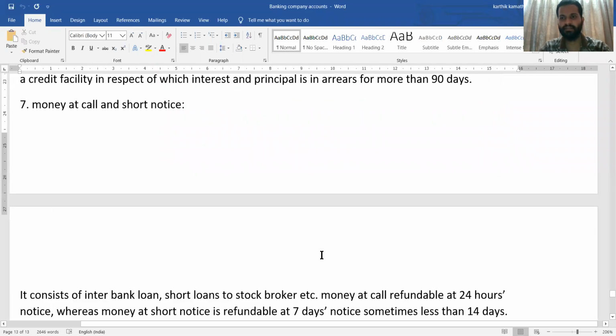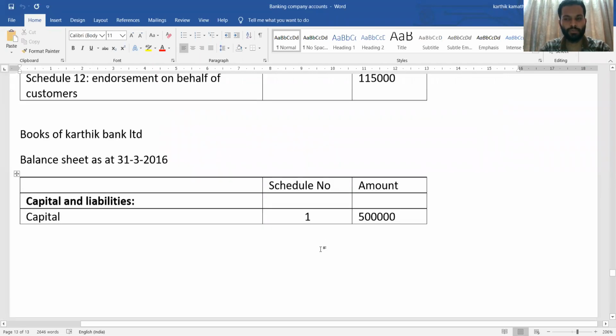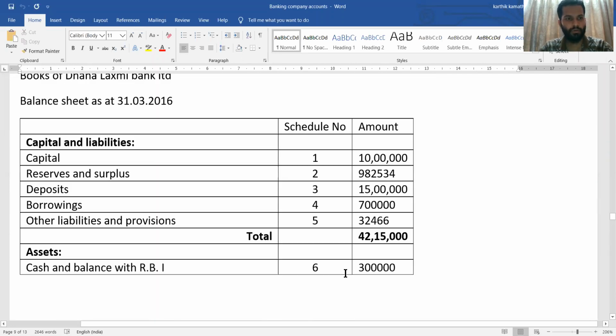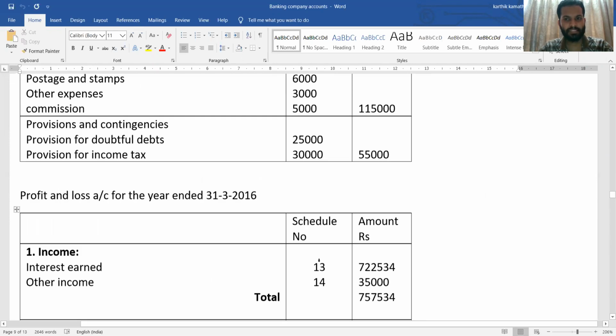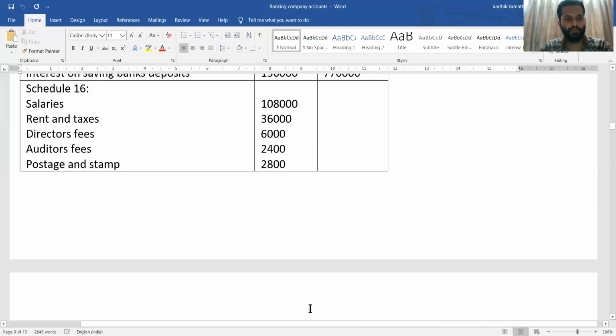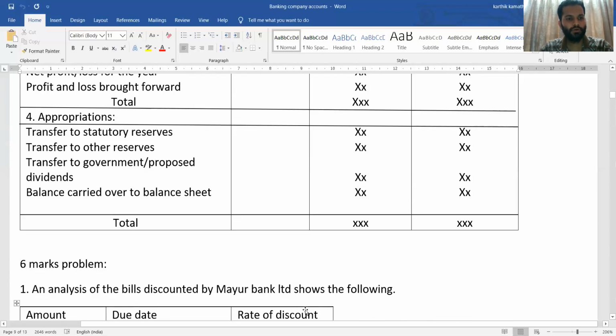So after seeing the theory part, now we are going to see problems. Six mark problems we are going to see now. The first thing is calculation of rebate on bills discounted. So we'll see the problem. So, first problem.